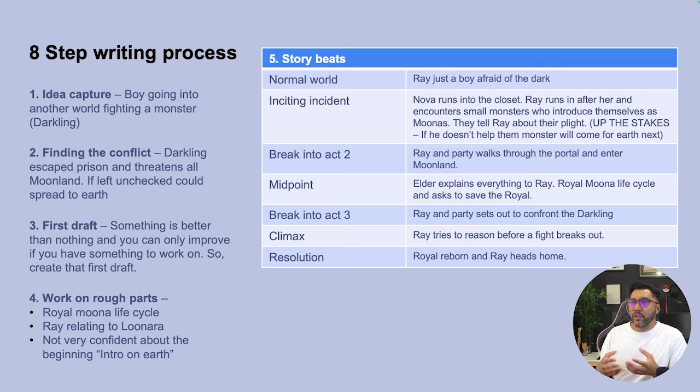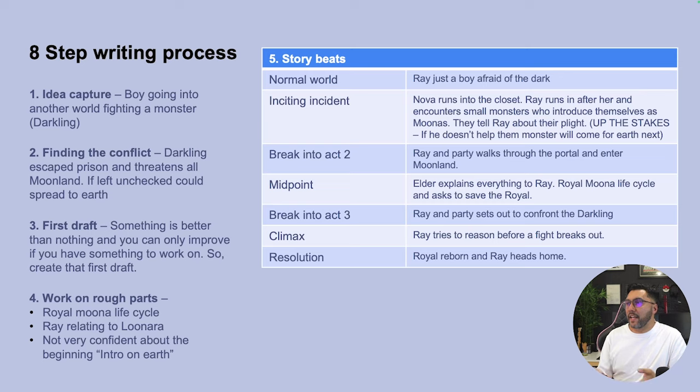So the normal world is everything that would have happened as per usual, but because of the specific inciting incident, which is your conflict, certain things need to now happen next. And then that's basically Act 1, and then Act 2 would be Ray and his party go through the portal and enter Moonland. And then your midpoint, I have the Elder. Basically I have some type of character that explains to Ray the depth of what's actually going on.